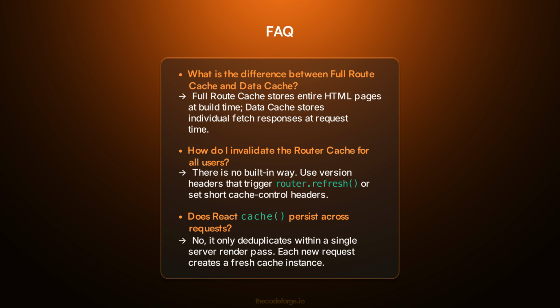How do I invalidate the router cache for all users? There is no built-in way. Use version headers that trigger router refresh or set short cache control headers.